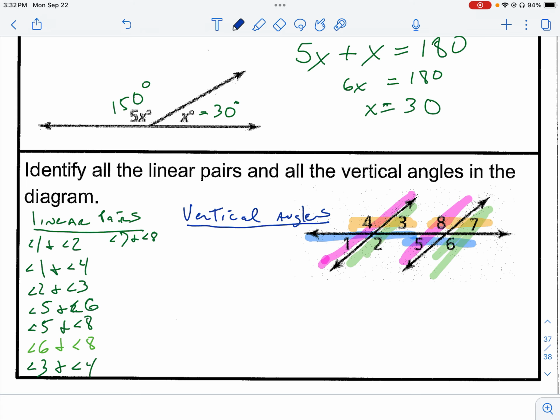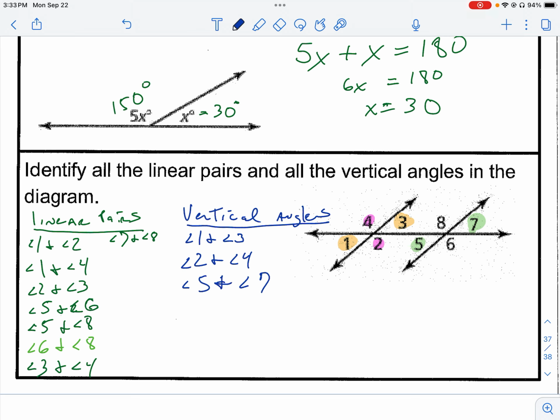So now let's identify our vertical angles. For vertical angles, their sides have to create opposite rays. So what do we have? We got 1 and 3 go together. 4 and 2 go together. 5 and 7. And then 6 and 8 is going to be our last set of vertical angles.